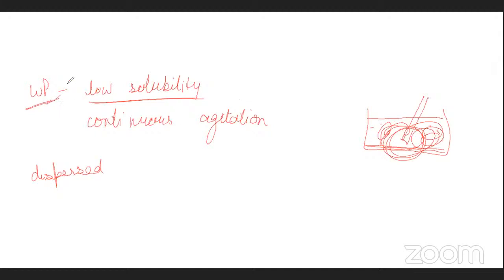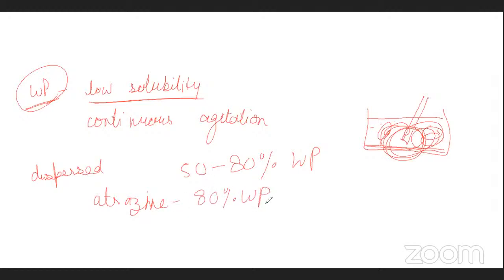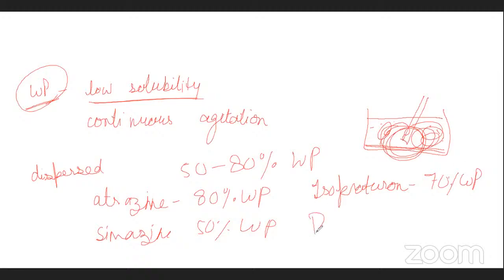Okay, and this wettable powder range will be 50 to 80% WP, and the examples are atrazine, which I have taken just before in the question, 80% WP. Simazine is having 50% WP. Then we have the example of isoproturon, which has 70% WP. And then we have diuron, which is having 80% WP.